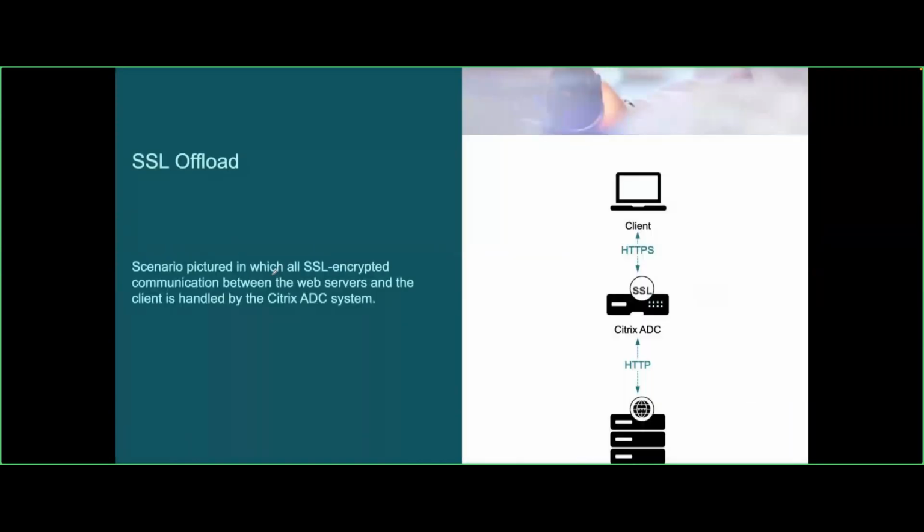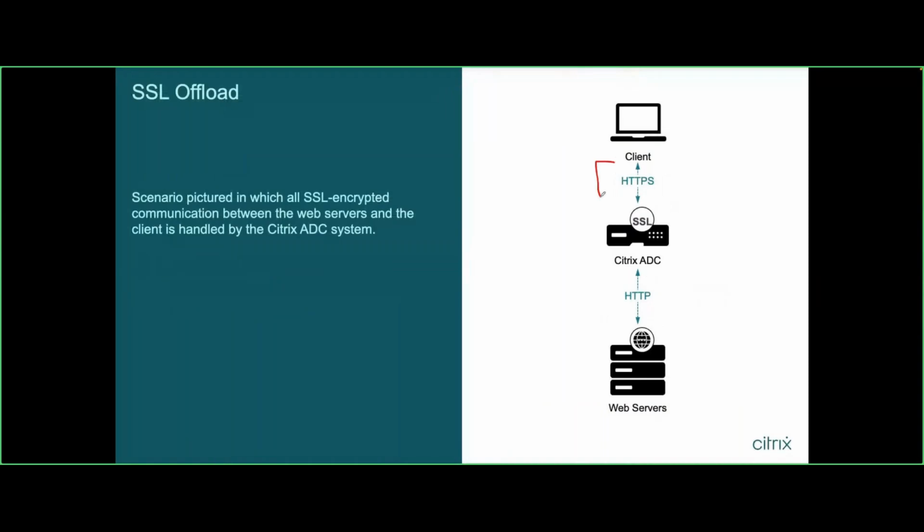All right. So we're going to look at the SSL offload overview, right? First we're going to do HTTPS from the client to the ADC and then HTTP to the backend server. This is basically encrypted at the front end and not encrypted at the back end, right?